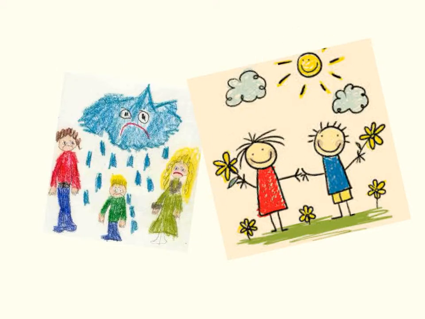In this picture, the people are happy because it's sunny outside. In this picture, the people are angry and sad because it's raining outside. Or there could be a completely different meaning. It just depends on how you approach the picture.